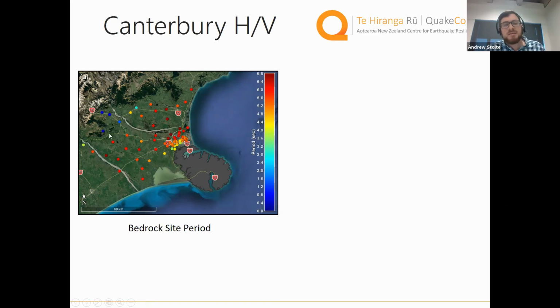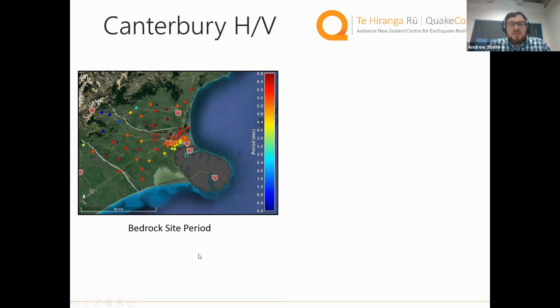And what I'd like to highlight is, as expected, near the Alps, near the rock outcrops, the site period is quite low. In the middle of the sedimentary basin, we get something that's quite deep. Site period is again about 6.5 seconds. As we get closer to the Port Hills, the bedrock starts to shallow, and we get site periods around 3 to 4 seconds.